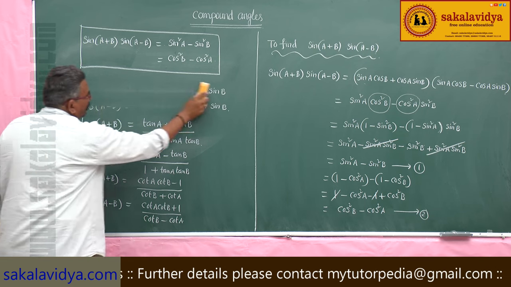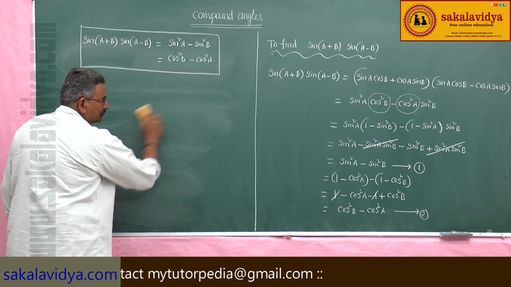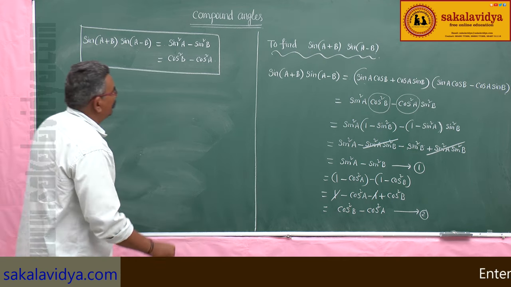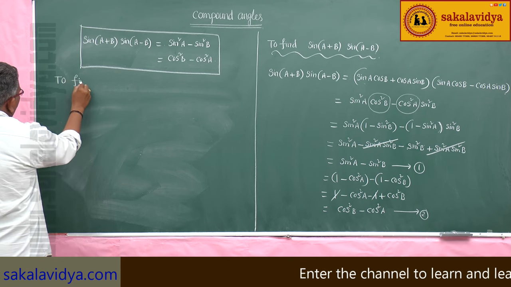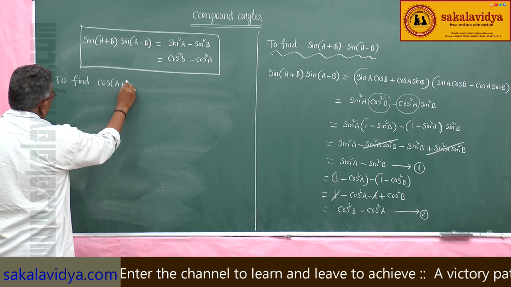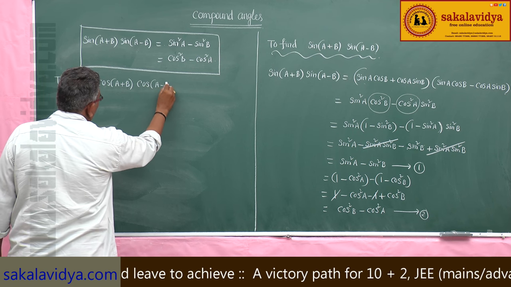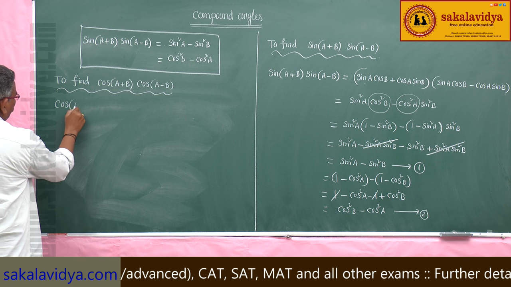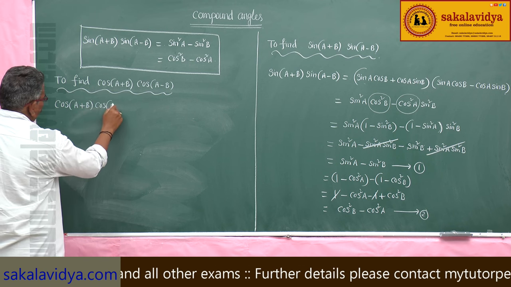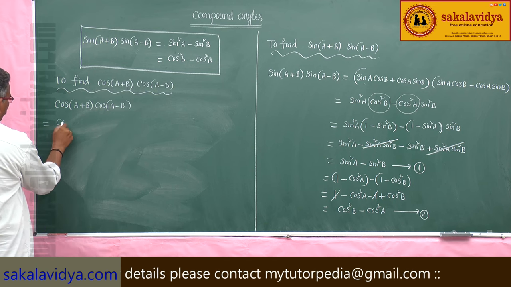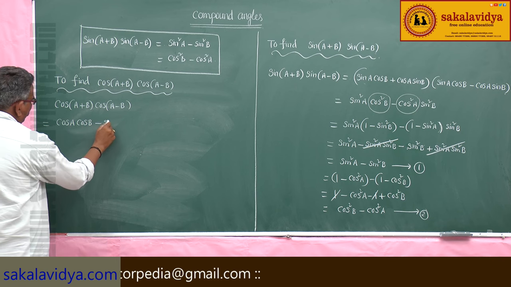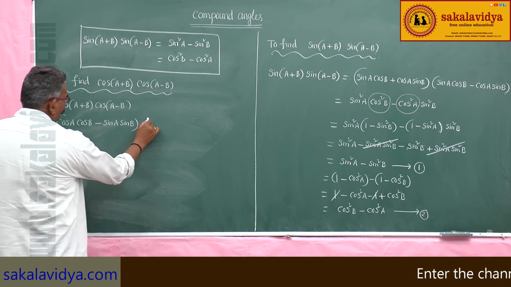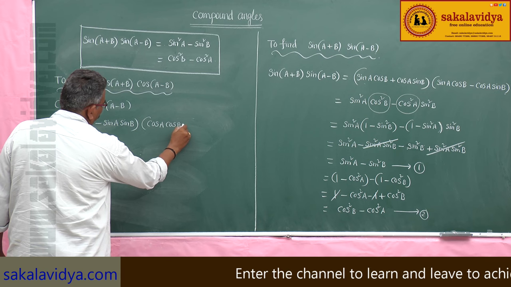Now, to find cos of A plus B into cos of A minus B, let us formulate it. Now, cos of A plus B into cos of A minus B. This is cos A cos B minus sin A sin B into, what is cos of A minus B? Cos A cos B plus sin A sin B.